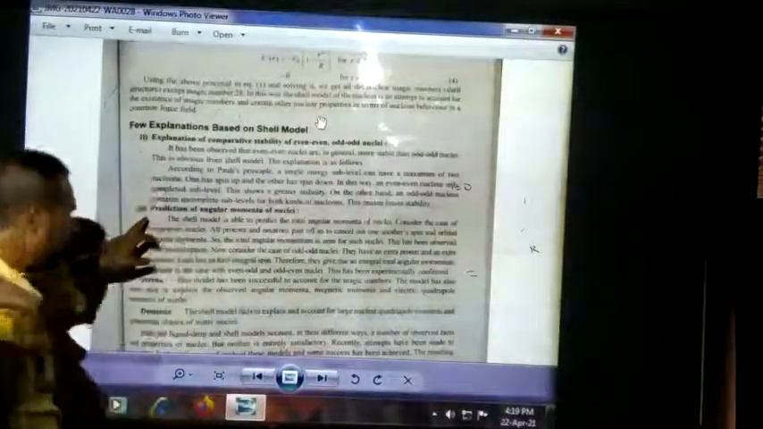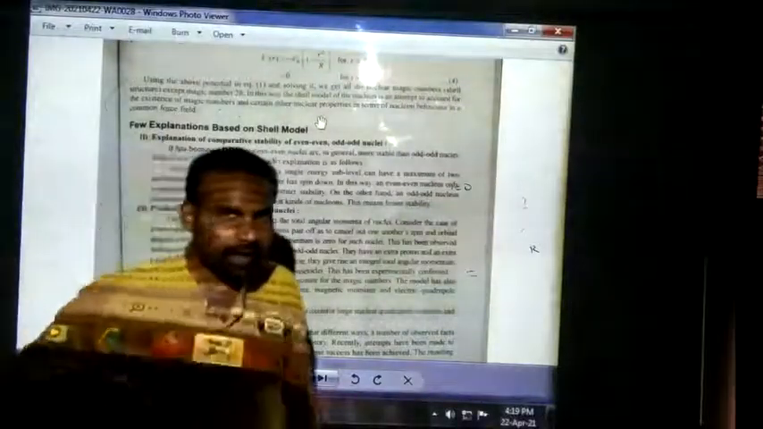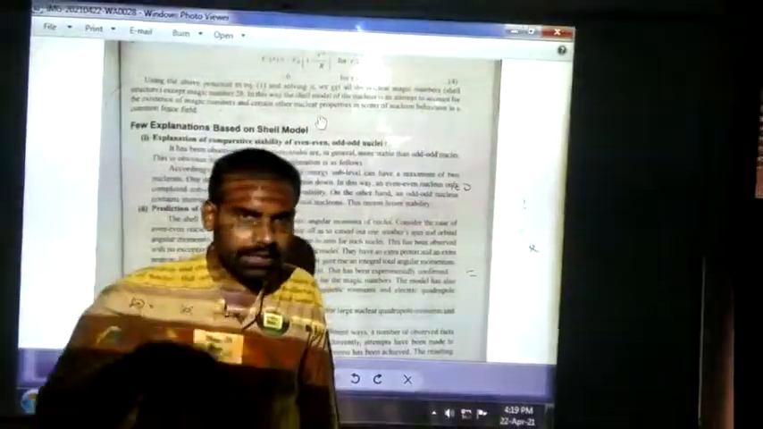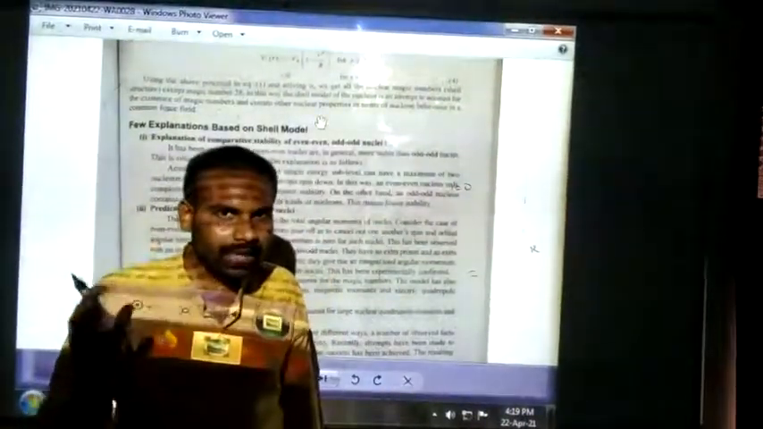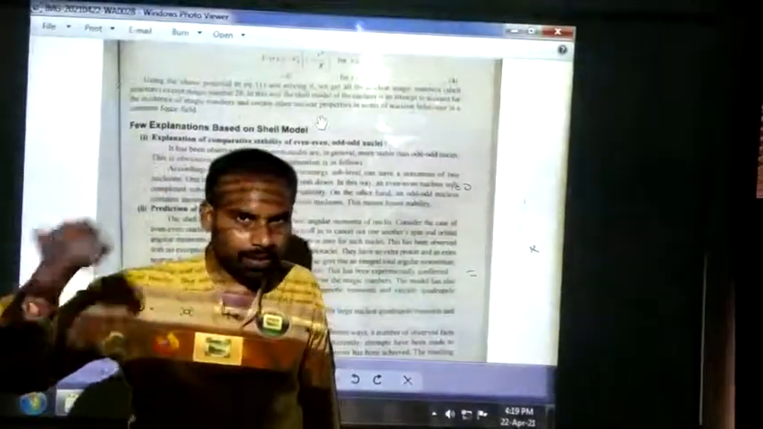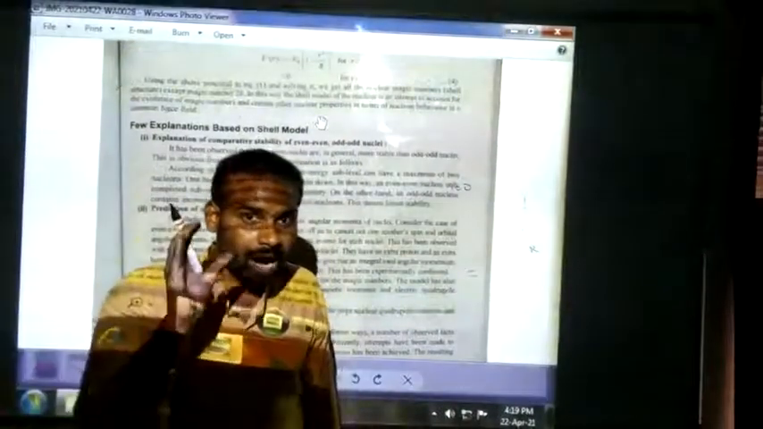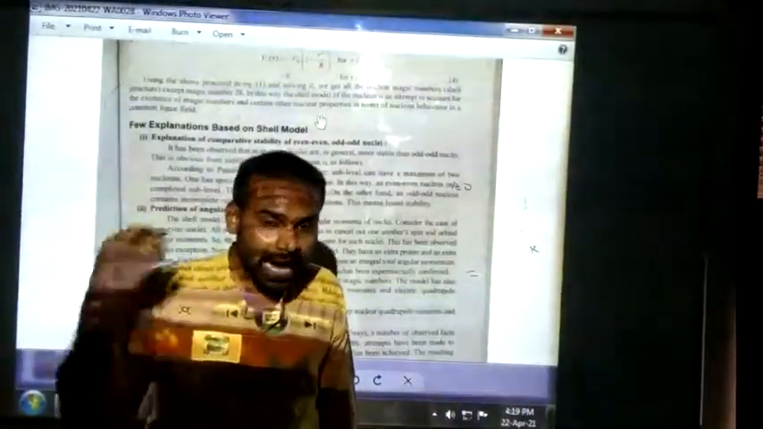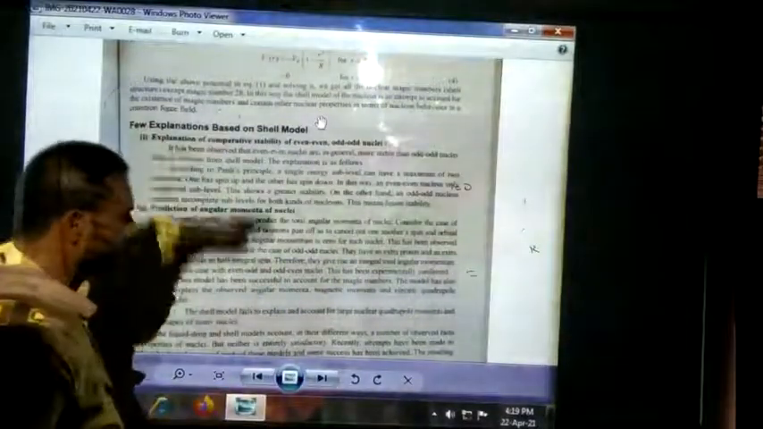Next one, prediction of angular momentum of nuclei. As I just said, if any discrete sublevel of the nucleus is filled with even nucleons, the opposite spins are cancelled out. If you take odd nuclei, there is some half integral spin. Hence, we can expect an angular momentum for the nucleus. These are some explanations based on the shell model.